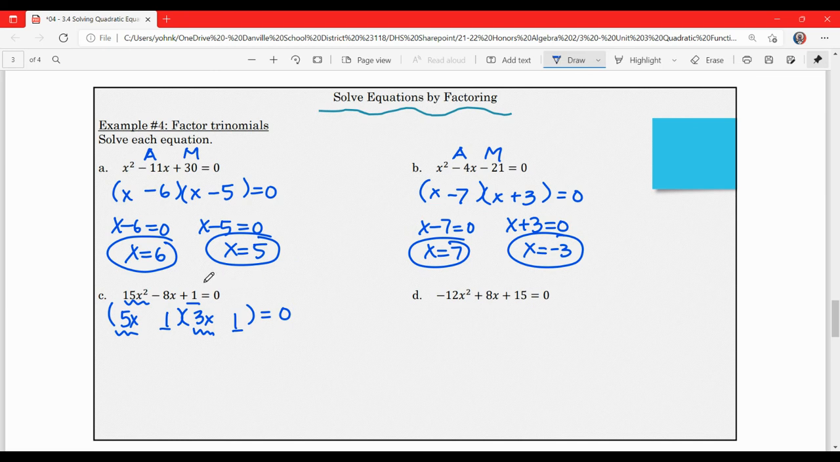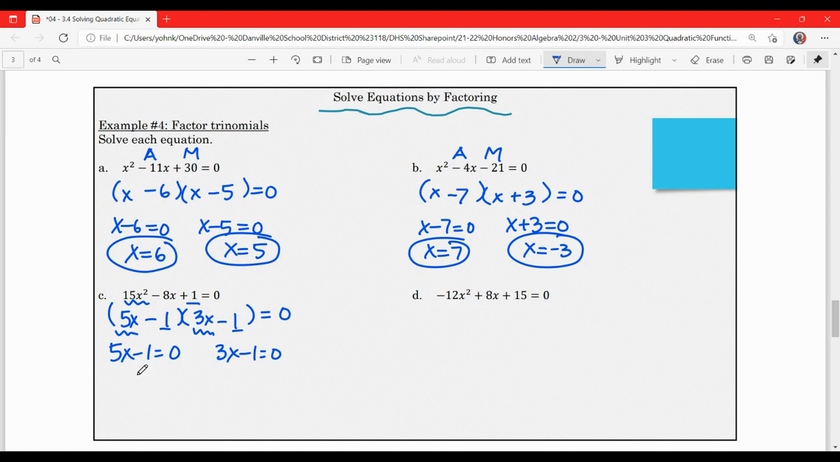Take a look at your signs. When you collect like terms, you get a negative, but when you multiply, you get a positive, so they're both negative. And then always check your work to make sure you factored correctly. So 5x times 3x is 15x squared. 5x times negative 1 is negative 5x. 3x times negative 1 is negative 3x. Negative 5x and negative 3x is negative 8x. Negative 1 times negative 1 is positive 1. Right? Set each of them equal to 0 and solve.